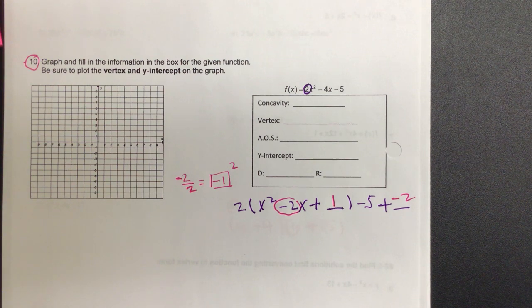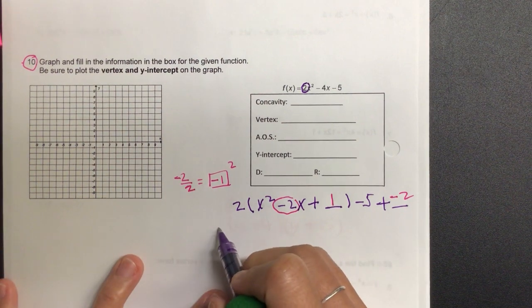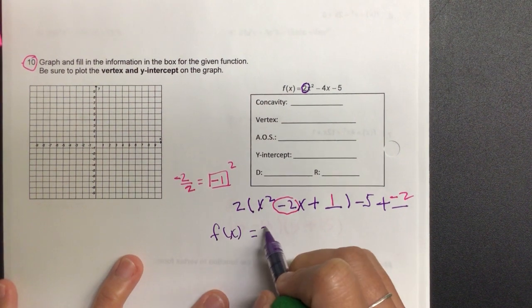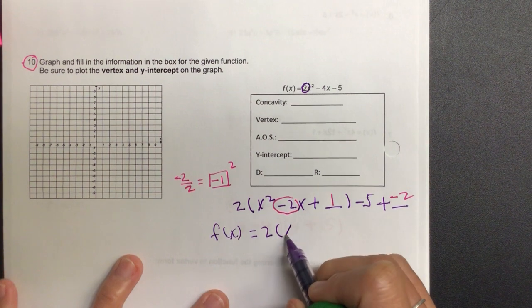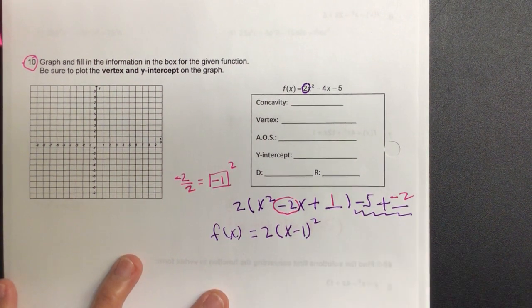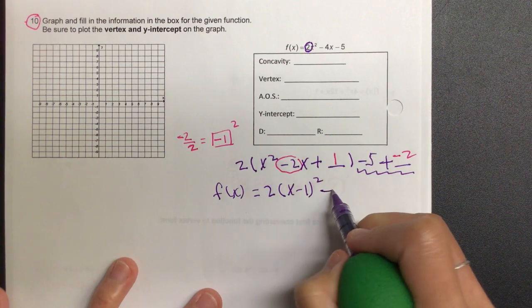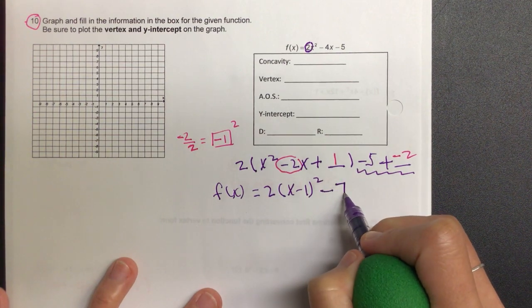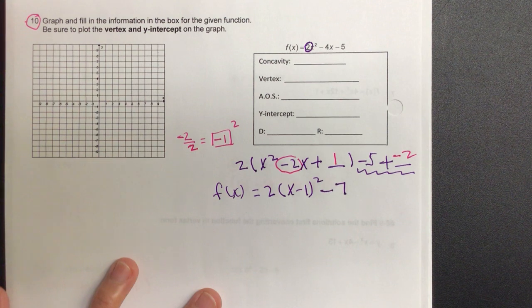So then our final vertex form, f of x, is equal to, keep the 2. We box the negative 1. That's our answer, basically. And when I compute the outside, that is negative how many? Negative 7. Okay, is that enough information for us to figure out the rest of them? Yes. Yes? Okay.